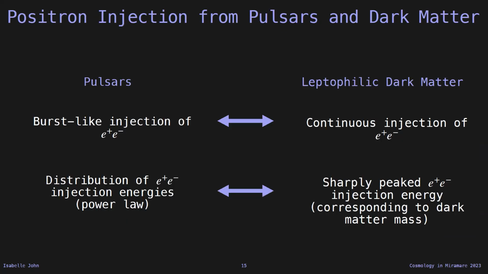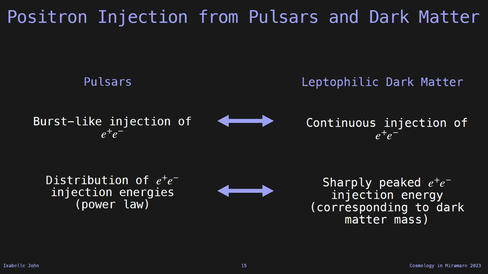In fact, the opposite happens. The dark matter signal becomes sharper. And to understand this, we have to look at how pulsars and dark matter inject electrons and positrons differently. So for pulsars, it's almost a burst-like injection in time.